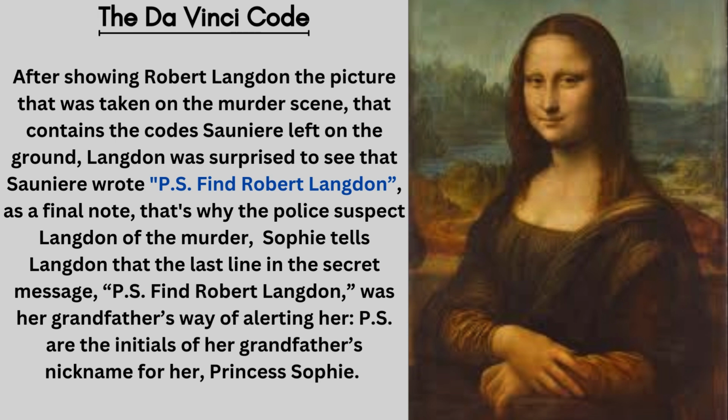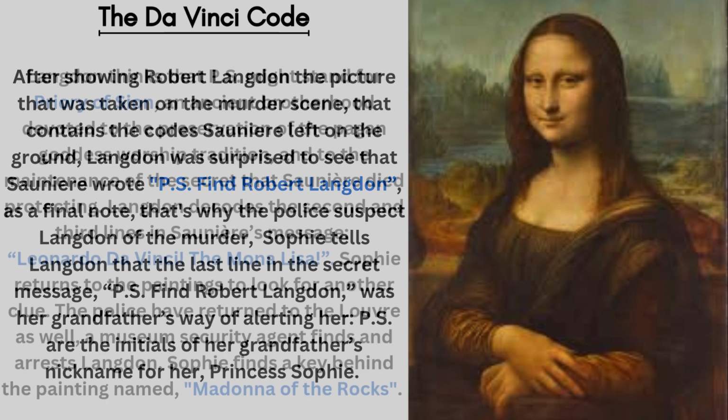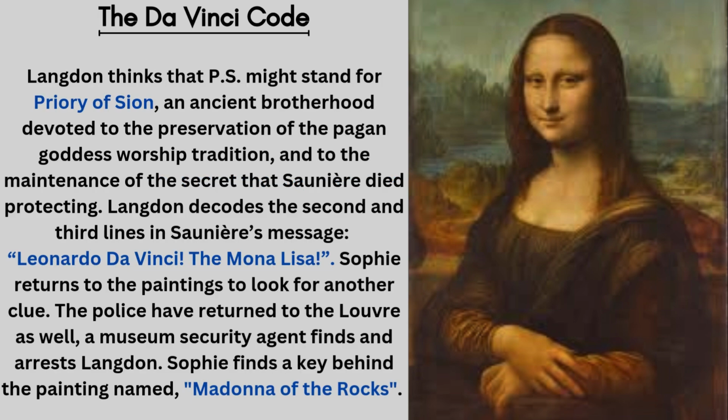Sophie tells Langdon that the last line in the secret message, "P.S. Find Robert Langdon," was her grandfather's way of alerting her. P.S. are the initials of her grandfather's nickname for her, Princess Sophie. Langdon thinks that P.S. might stand for Priory of Sion, an ancient brotherhood devoted to the preservation of the pagan goddess worship tradition, and to the maintenance of the secret that Saunière died protecting.